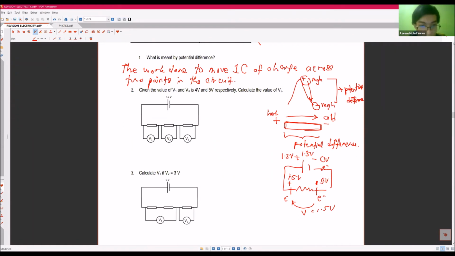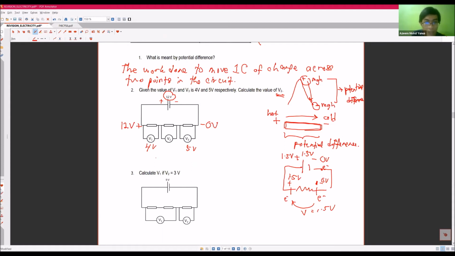Okay, so let's move on to number 2 here. Given the values of V1 and V3, 4 and 5 volt respectively, calculate the value of V2. Again, the total potential difference here is 12 volt. This is the positive terminal, this is the negative terminal. The positive terminal is connected directly to this positive side over here, so we can label it positive as well. The negative is connected directly to this side here. So here we have positive 12 volt and this is 0 volt.